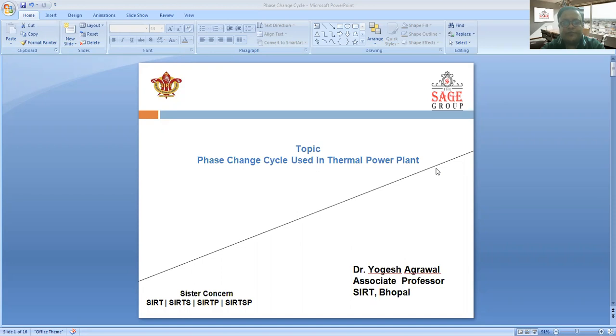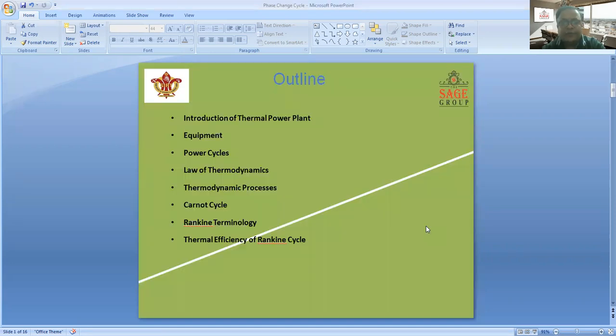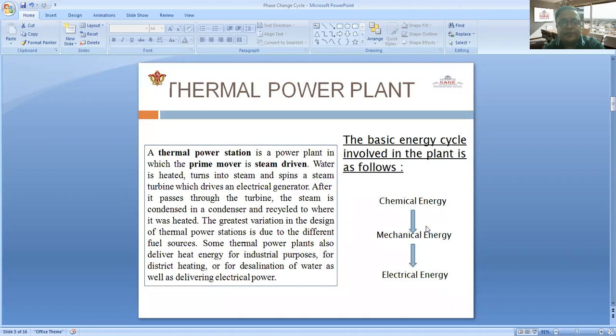Today I will discuss the topic phase change cycle, which is used in the thermal power plant. Before going on to the main slide, I will discuss the outline: introduction of the thermal power plant, equipment used in the thermal power plant, power cycles, laws of thermodynamics, thermodynamic processes, Carnot cycle, Rankine terminology, thermal efficiency of the Rankine cycle. This is the outline of today's lecture. This is the first slide of today's lecture, thermal power plant.